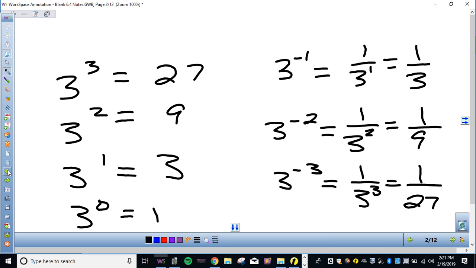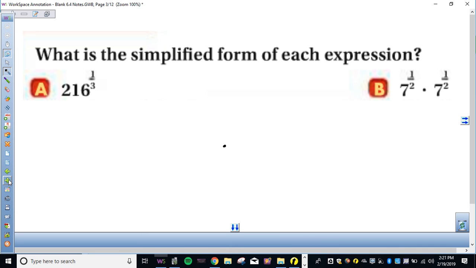You good? Okay. All right, break these two down. 216 to the 1/3 power, and 7 to the 1/2, 7 to the 1/2. 216 to the 1/3 power.